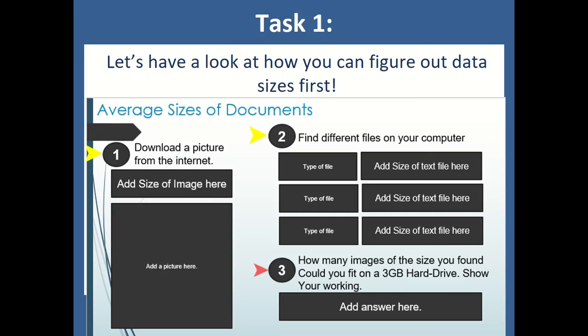Your next task is to go on the internet and find a picture, and then find out what size it is. Then go on your computer, find 3 different types of files, and tell me what size of file they are. Then, the extension question is how many images of the file size that you found could fit on a 3 GB hard drive, and show your working. Pause the video and complete this slide.